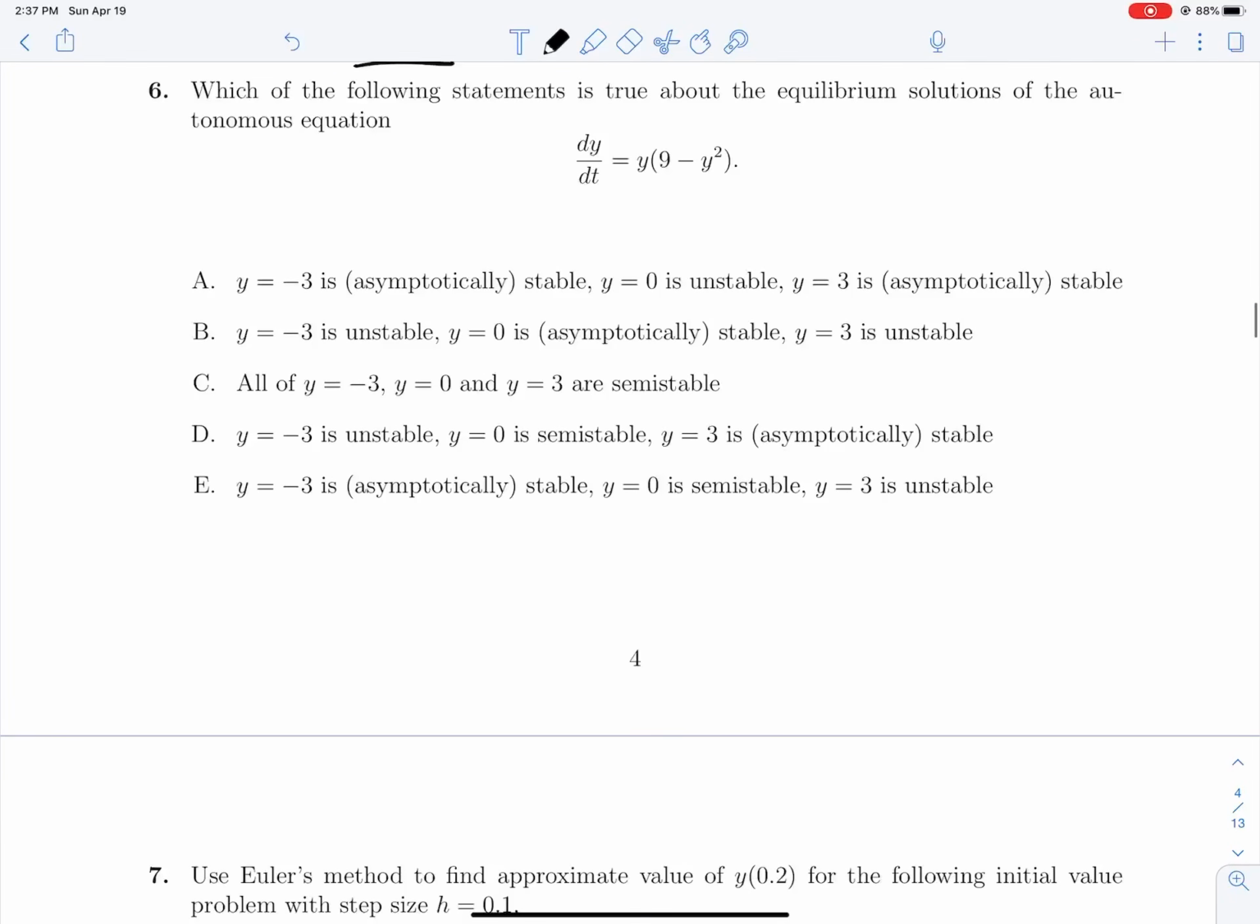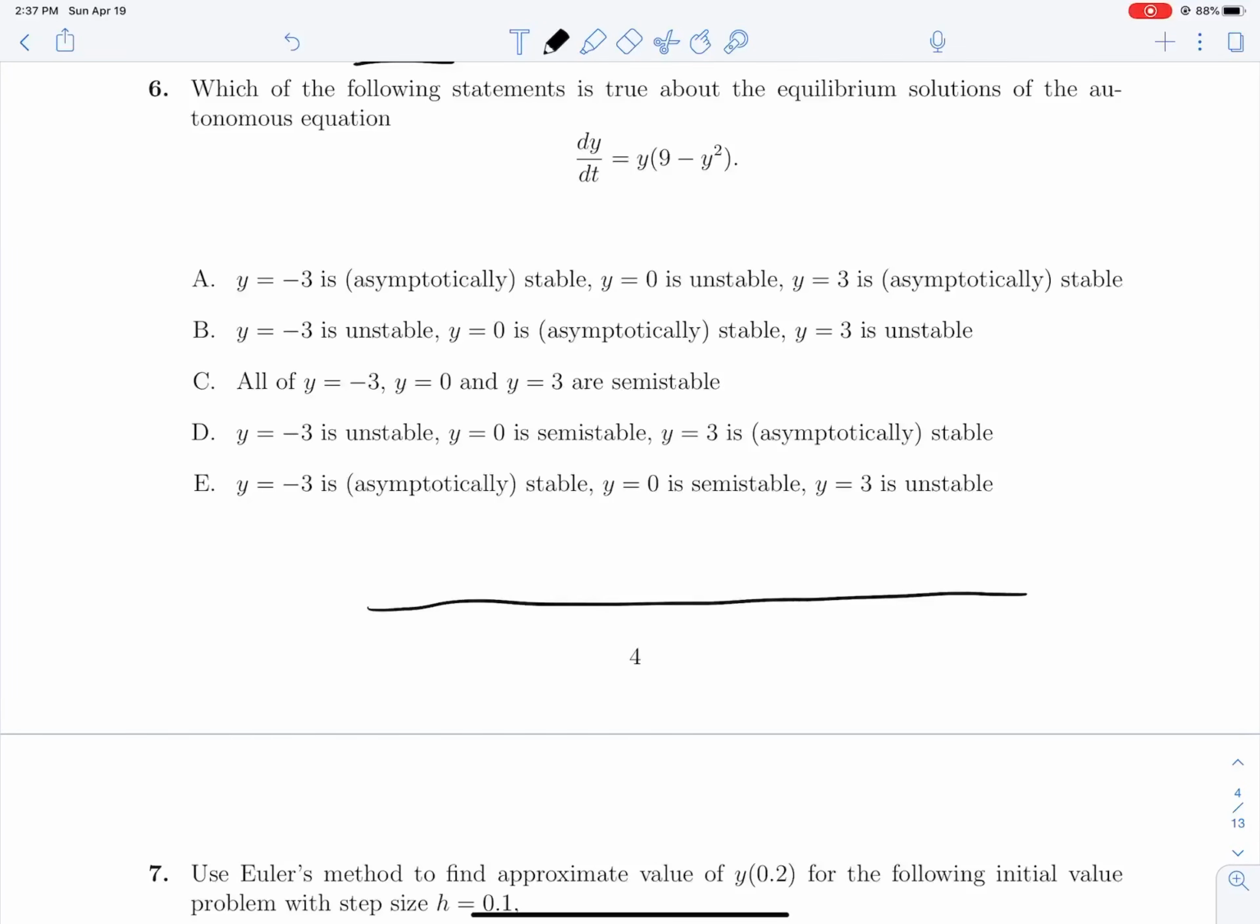6. Which of the following statements is true about the equilibrium solutions of this autonomous equation? So let's make a number line down here and put down all of the values for which dy/dt is equal to 0. So this is true for y at 0, y at 3, and y at -3.